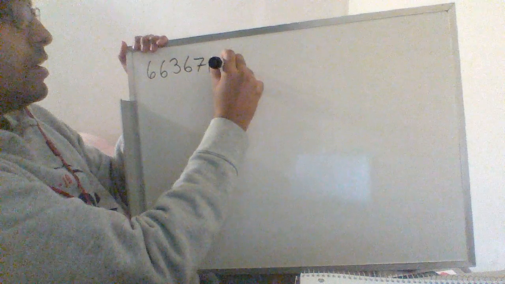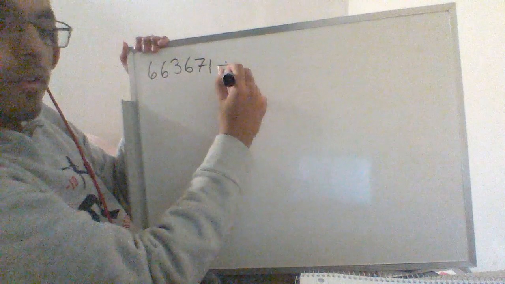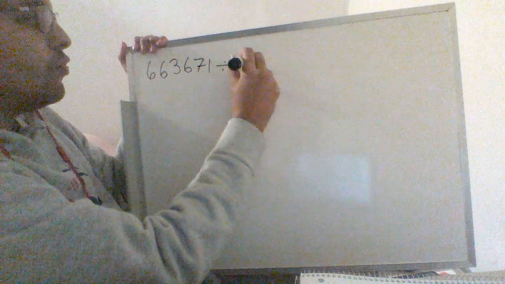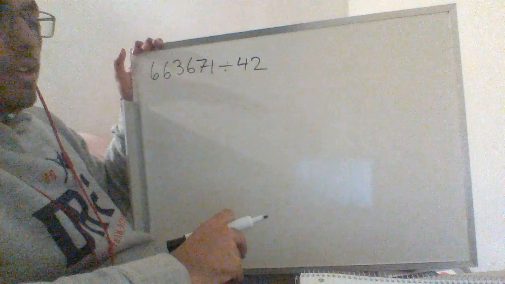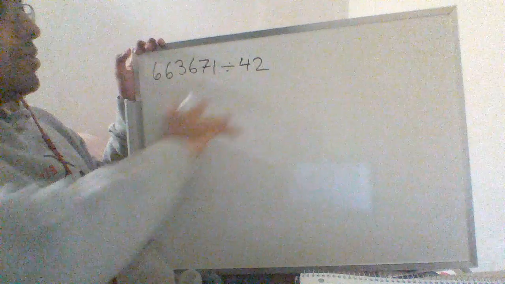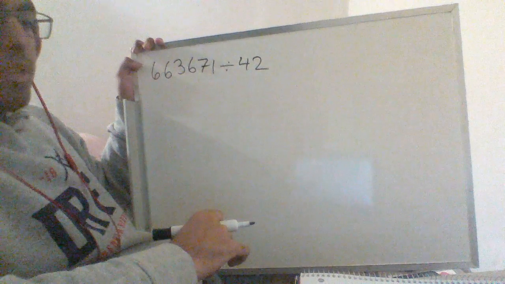So we're going to do 663,671 divided by 42. Alright, so I'm going to rewrite this again in just a sec. I'm just going to move the numbers around a little bit. But that's what we're working with.